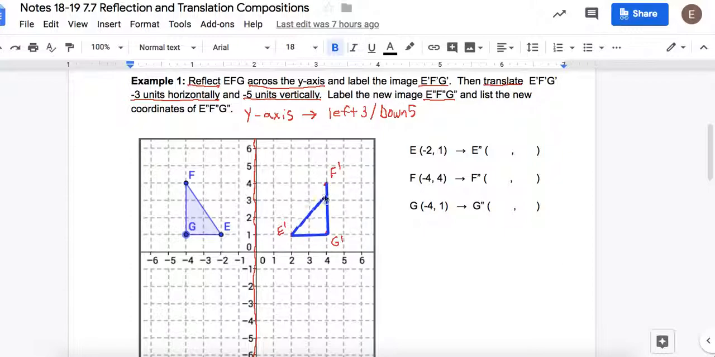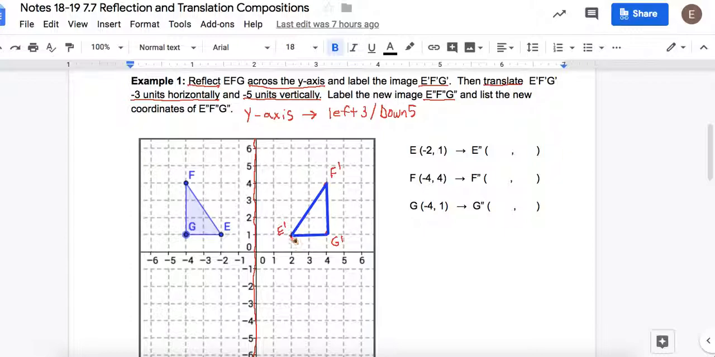And now we're not done yet. That's our first transformation. We reflected across the y-axis. Now we have to take that shape and move each point left 3 and down 5. And then after we do that, we're going to record each one over here. So let's start with E, since that's the first letter listed.